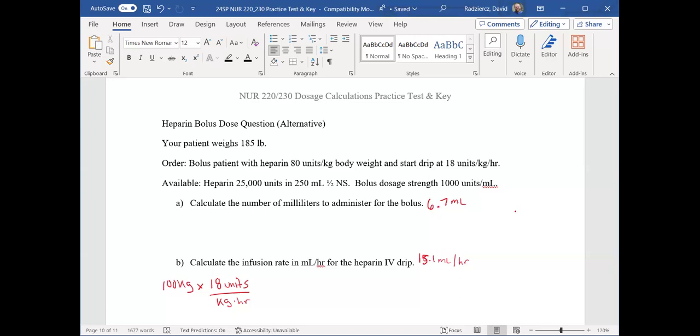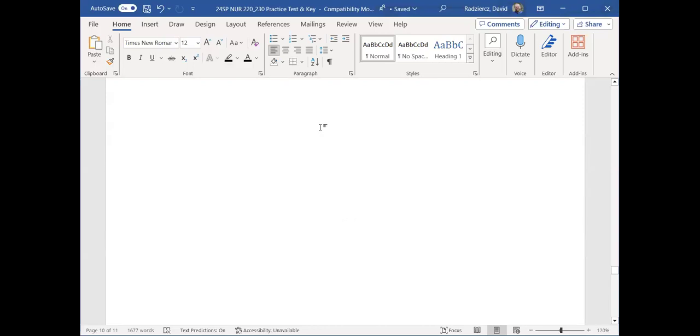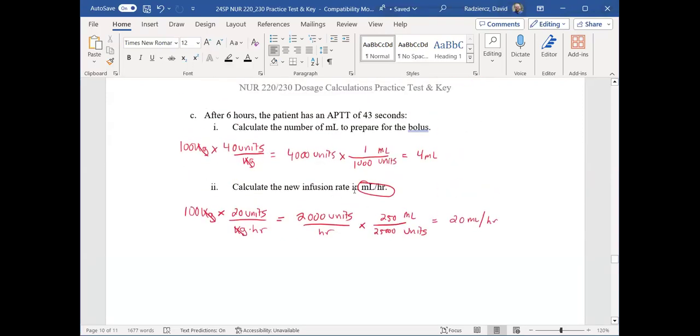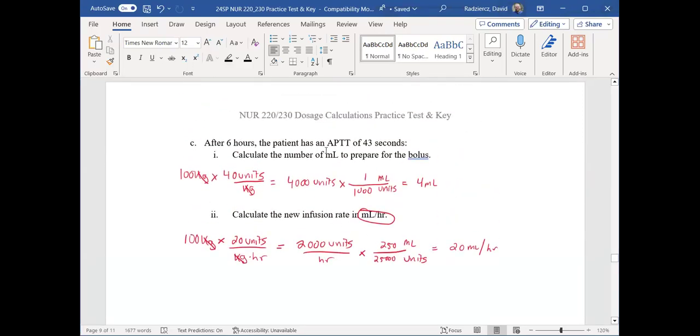And then the other question was, is it always 18 for B? It's always going to be 18 for B if it's the standard weight-based heparin protocol. But as I showed, if there's a variation like we did here, where we have a new APTT and it tells us to increase the infusion rate, then that would be whatever it gets increased or decreased to. So if it was 18 as the original, and then it gets increased by 2, then it becomes 20. Okay.